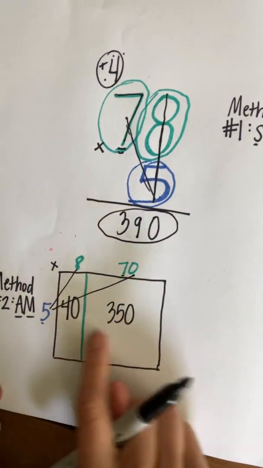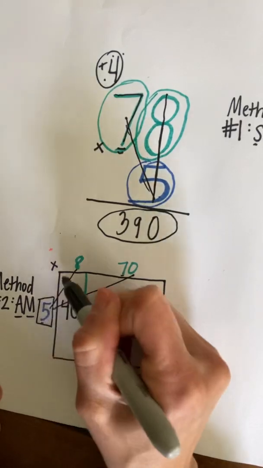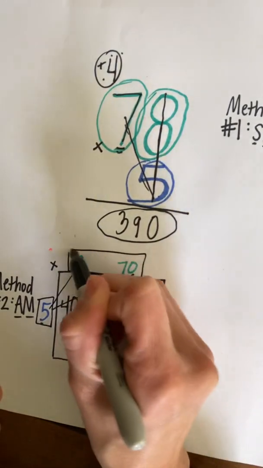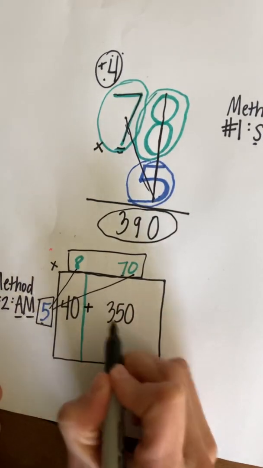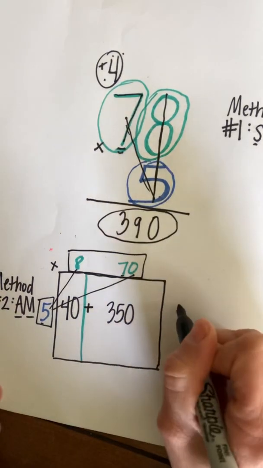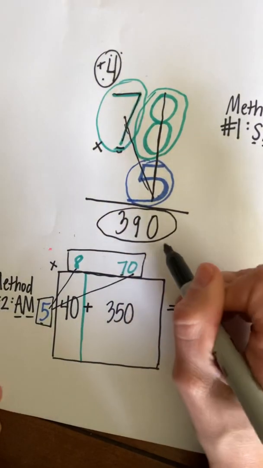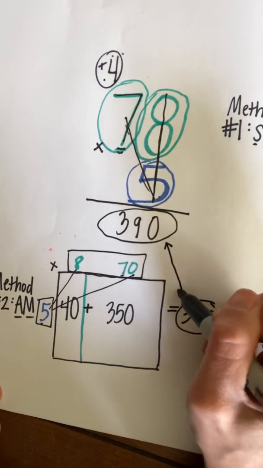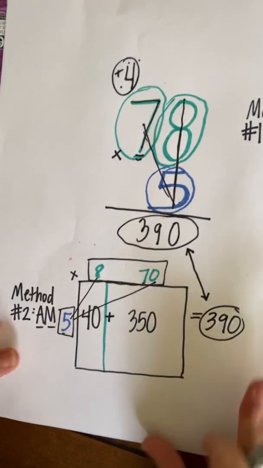Now remember, the area is what's inside. So 5 times 78. Let's see what it got us all in the inside. It's 40 and it's 350. So I have to add that up. 350 plus 40 equals 390. Okay, so my area model and my standard algorithm allowed me to arrive at the same solution.